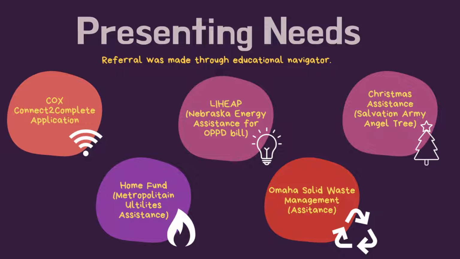And here, as we see, most of the needs for my clients are pretty typical case management referrals. So let's start with the first one. It was a Cox Connect2Compete application. That application needs certain documentation from the school that they are enrolled in the free and reduced lunch program, which is, believe it or not, very difficult to obtain. It usually takes a month from OPS schools. They have to get it from the central office.